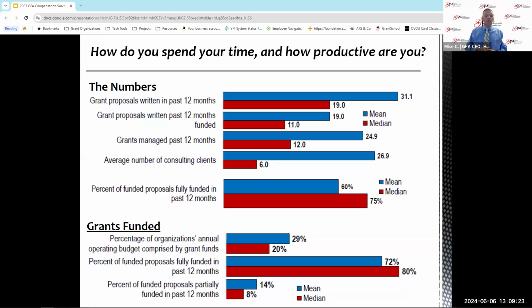But the mean of 72% of funded proposals were fully funded and 14% were partially funded in the past 12 months. So that seems a little odd in terms of the results given that funded proposals should be fully or partially funded, but the partial funding seems to be more of a rarity these days. So hopefully what that means is what you're seeing is more fully funded grants rather than partially funded. So since 2022, the mean proportion of partially funded proposals decreased by 5% and the median decreased by 2%. But the grant proportion of total budgets decreased also by 3%. So looking at a funding mix for your organization, it looks like for most organizations, and that's that top line there under grants funded, it's fallen slightly in terms of the percentage of your total budget coming from grants.